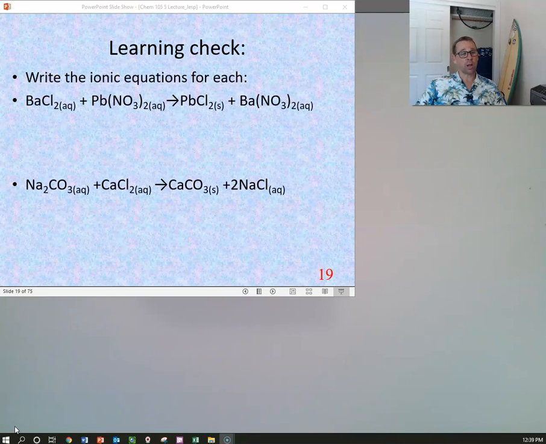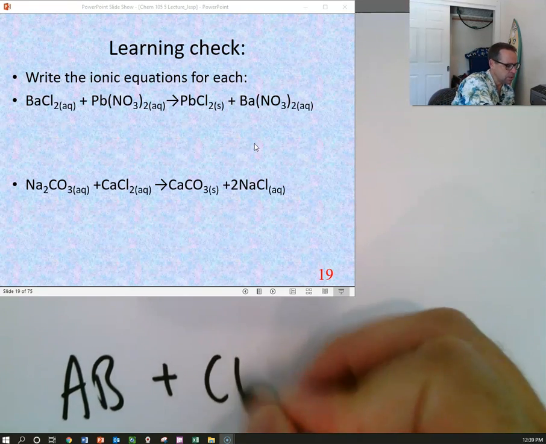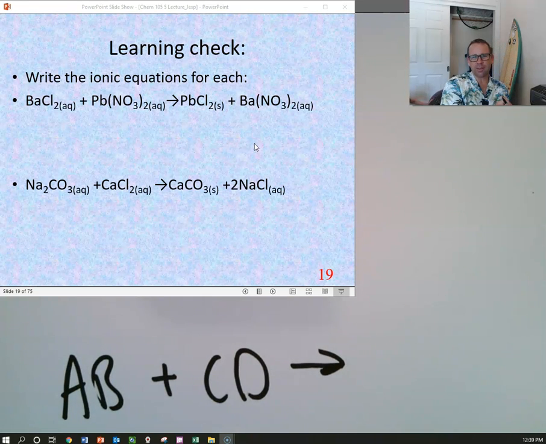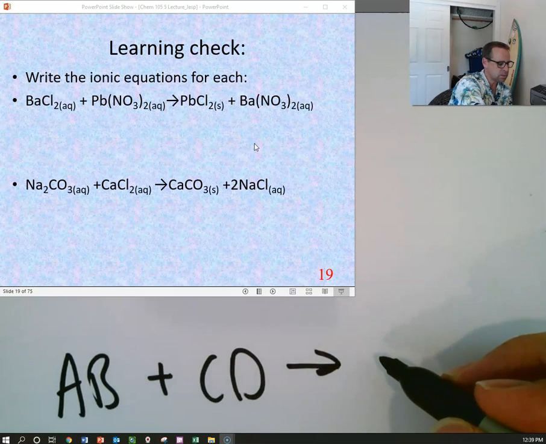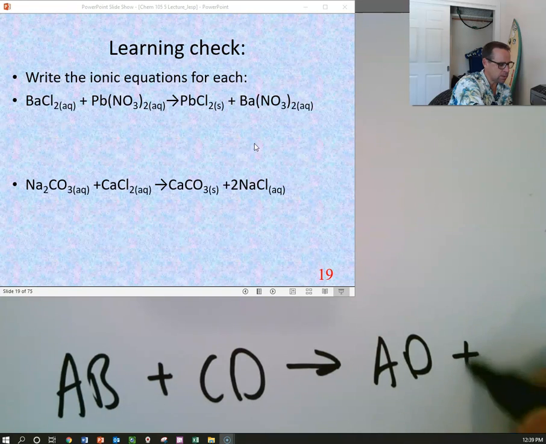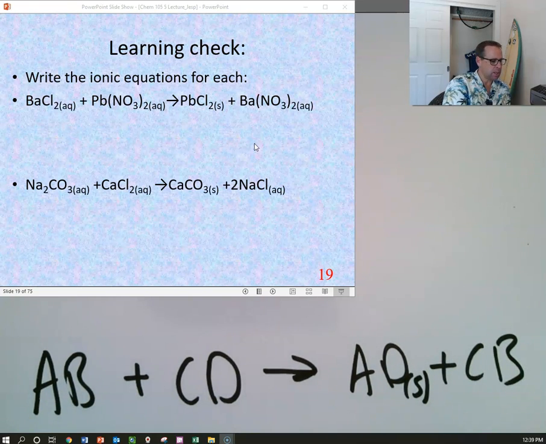Ionic equations are where we are given a chemical reaction that follows this trend. Remember this trend? It's AB plus CD, where AB and CD are both ionic compounds that are aqueous, and the result is AD and CB. And then usually one of these two over here becomes solid. So an equation that follows this pattern, where AB and CD are ionic compounds that are soluble in solution, react together.